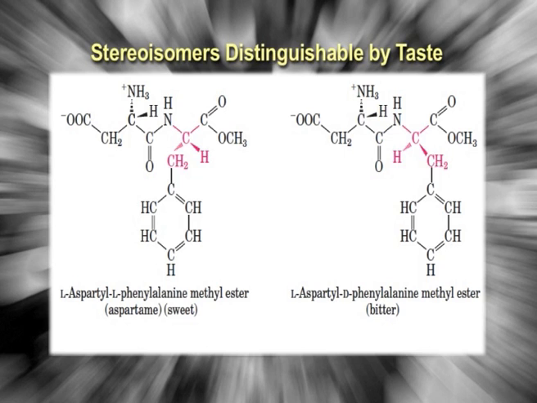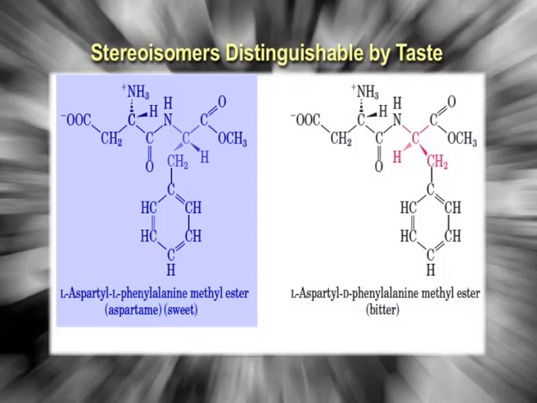Now, stereoisomers are also distinguishable by taste. Let's take this molecular pair. Here there are two stereocenters, and here also there are two stereocenters. The configuration of this stereocenter is the same in these two molecules, but the other one has a different configuration. This has a mirror image stereochemistry with respect to the other.